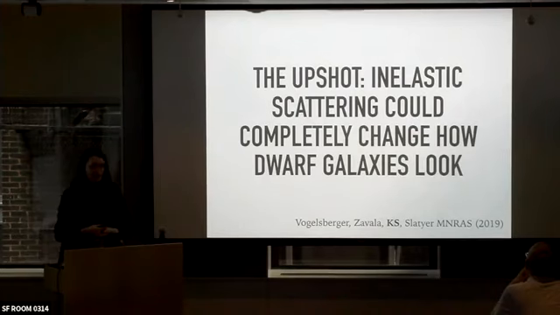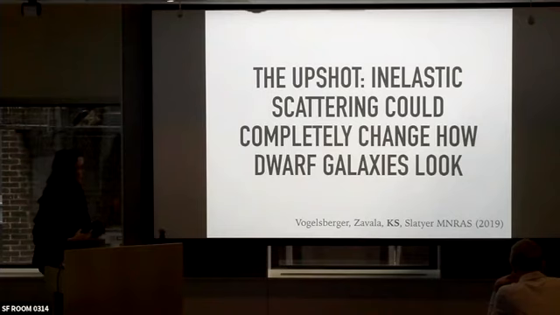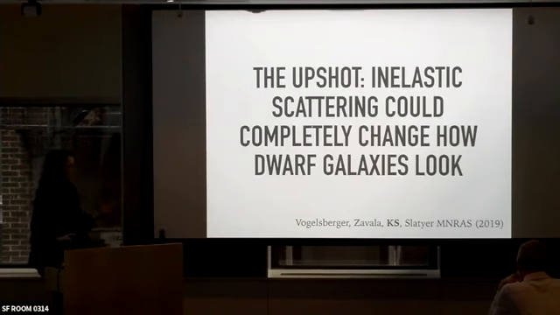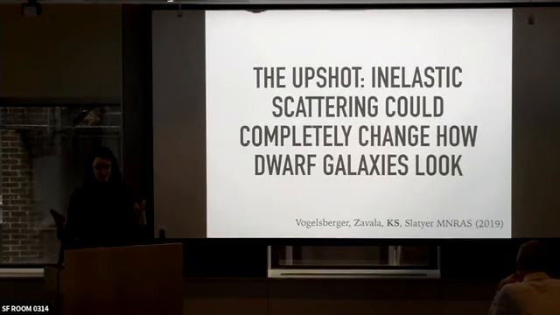So the upshot of what we've done so far is that inelastic scattering could, in principle, completely change how dwarf galaxies look. This is something we want to keep exploring, so running more simulations, understanding how baryons affect this picture, and then maybe even engaging with observers to understand to what extent this is actually even allowed. The fact that dwarf galaxies look like what they look like, can we say anything interesting about inelastic dark matter?